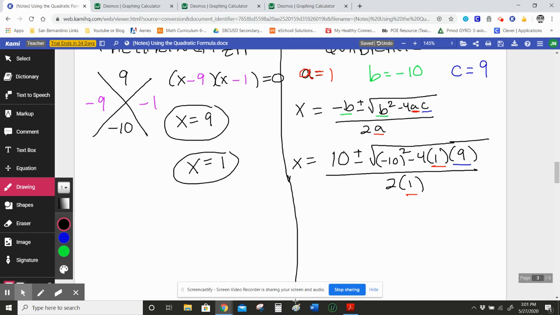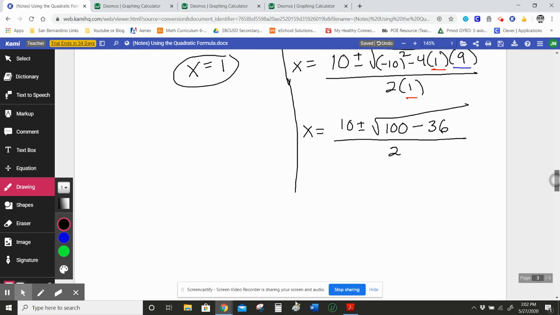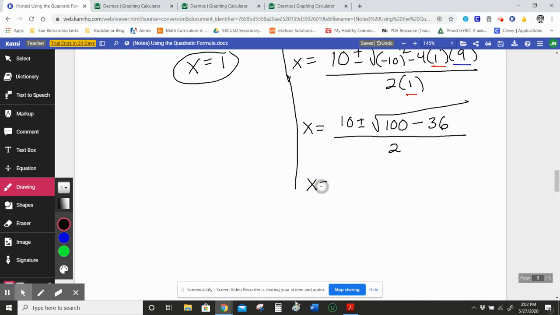So when we simplify this, we get x is equal to 10 plus or minus the square root of (-10) squared, which is 100, subtracted by 9 times 4, which is 36, times 1, which is still 36. And then you're going to put it all over 2 times 1, which is 2. So once we simplify that, we're basically done. So it's going to be x is equal to 10 plus or minus the square root of 100 minus 36. 100 minus 36 is 64. So it's going to be the square root of 64, and then put it all over 2.